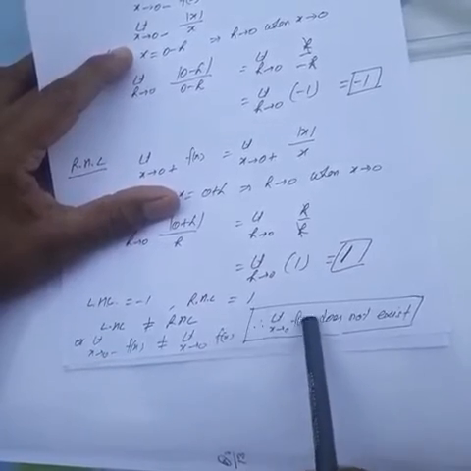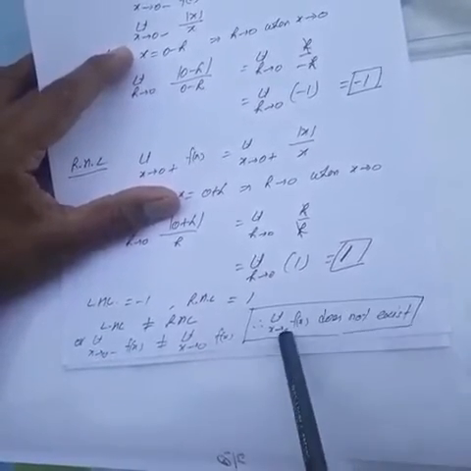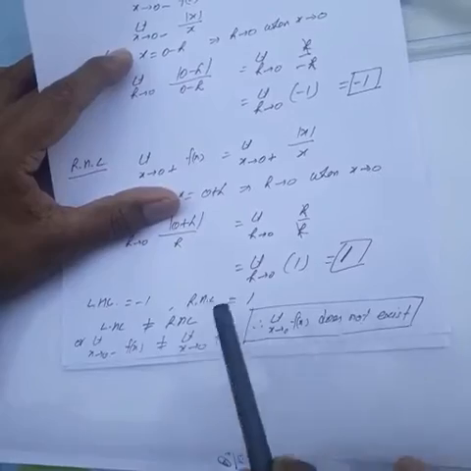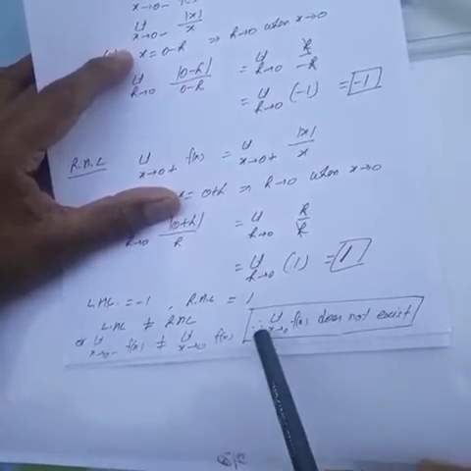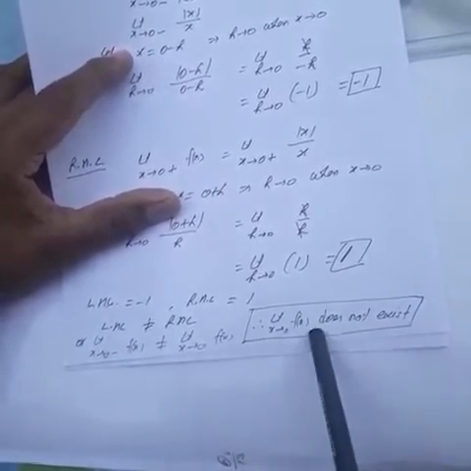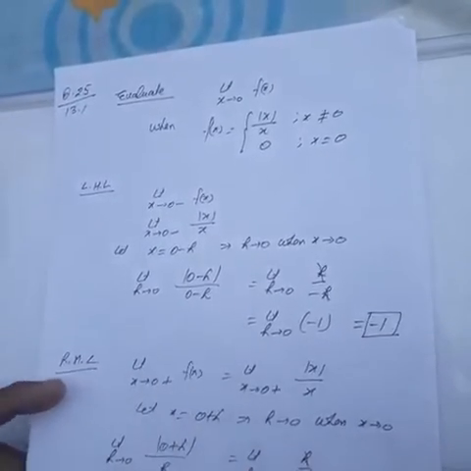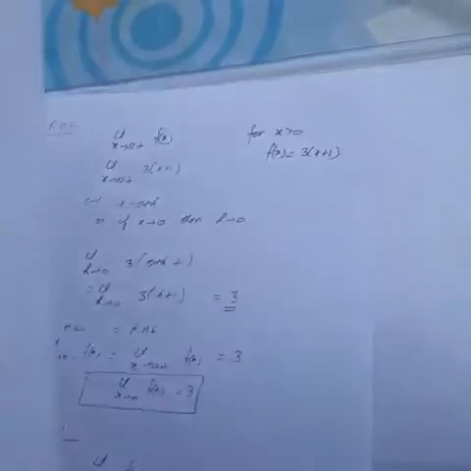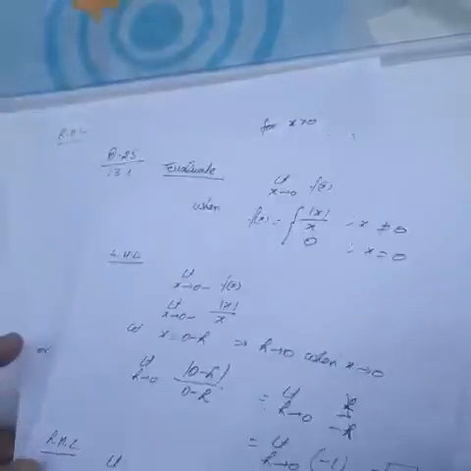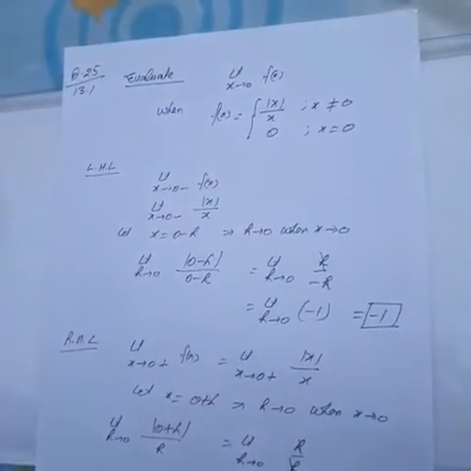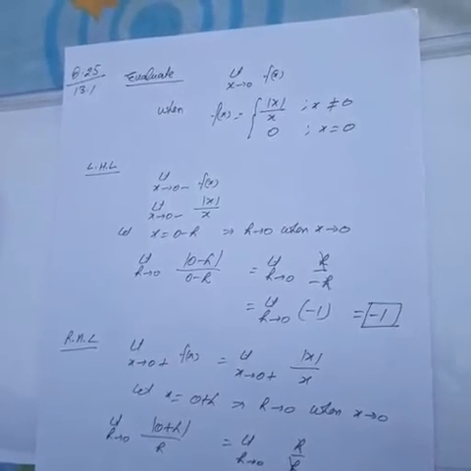It means we cannot evaluate this because the limit does not exist. If both are equal, then the limit exists and we can write the answer. So for this question, we will write the answer: limit does not exist. So that was question 25, and that's all for today. You try 2 questions of this exercise up to 25. So thank you.